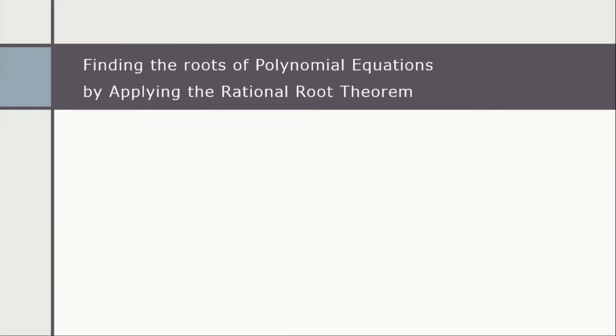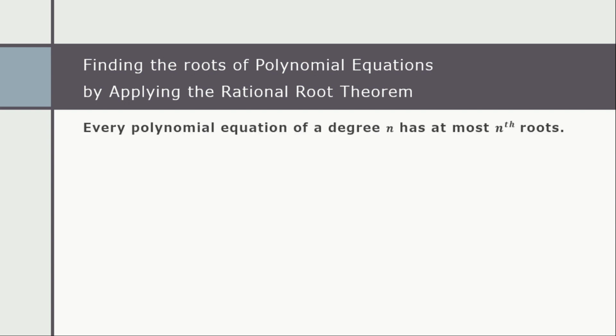We are now done with the last method in finding the roots of polynomial equations, and that is by applying the rational root theorem. In this method, we will apply the fundamental theorem of algebra, which states that every polynomial equation of degree n has at most n roots. Because if we already proved that the number of roots is equal to the degree of the given equation, then we don't have to check all the possible roots.